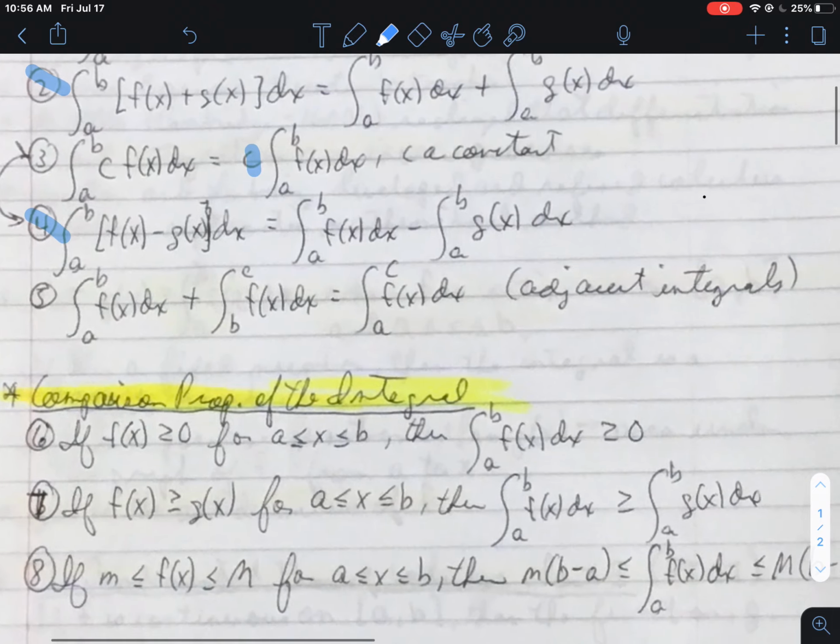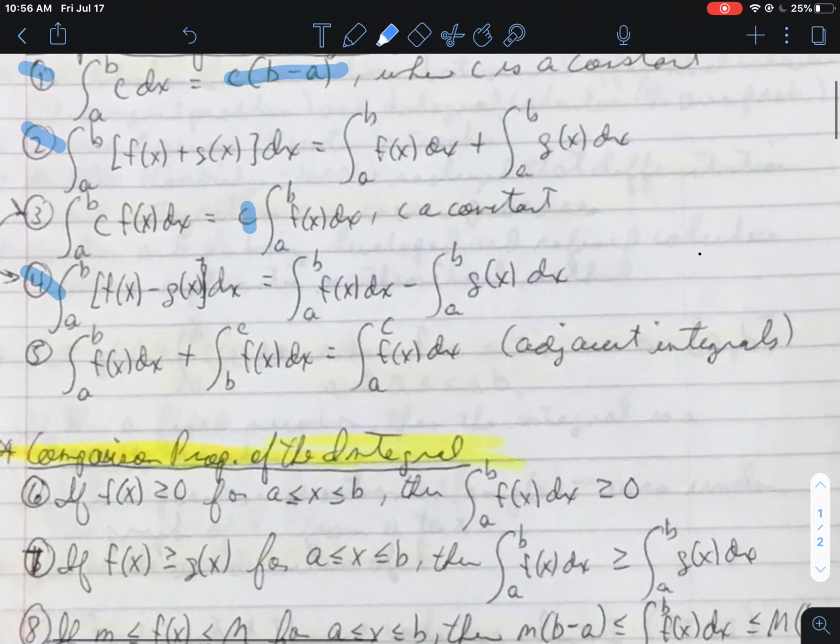Number 5 deals with what we call adjacent integrals, and this should make sense if you think about the context again. We're saying that the integral from a to b of f of x dx plus the integral from b to c of f of x dx. Notice this first integral starts at a, ends at b. The second integral starts at b and goes to c. This is equivalent to the integral from a to c of f of x dx. So basically what we're looking at is adjacent integrals.